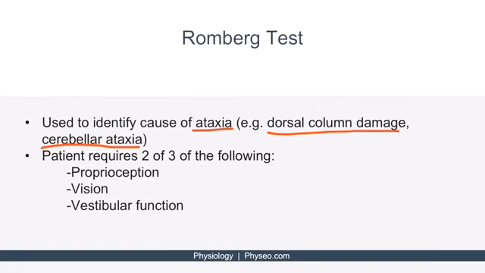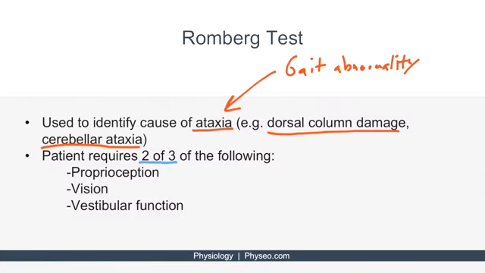Now just recall that ataxia means gait abnormality. So a patient's walking funny and you want to know if it's the cerebellum that's the problem or if the dorsal column is the problem. So to understand the Romberg test, it's important to recognize that a patient requires 2 of the 3 following things in order to stand and have normal gait.